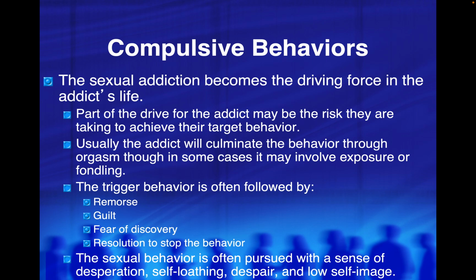Part of the drive for the addict may be the risk that they are taking to achieve their target behavior. Usually, the addict will culminate the behavior through orgasm, though in some cases it may involve exposure or fondling. The trigger behavior is often followed by remorse, guilt, fear of discovery, resolution to stop the behavior. The sexual behavior is often pursued with a sense of desperation, self-loathing, despair, and low self-image. They don't have to orgasm. What they're actually seeking is arousal, not especially orgasm. Orgasm is not necessary.